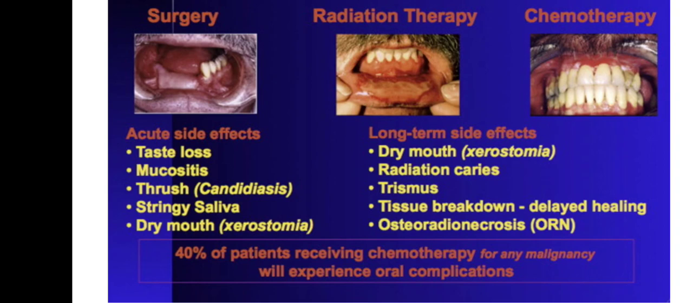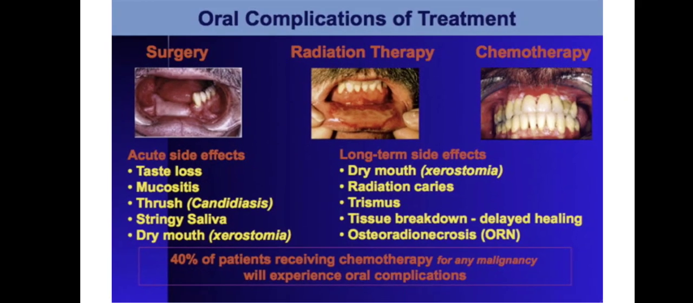So we can say that 40% of the patients receiving chemotherapy for any malignancy will experience oral complications. Chemotherapy means treating themselves with chemicals. For any malignancy, meaning any type of cancer that is threatened, they suffer from these types of mouth complications, which we call oral complications.